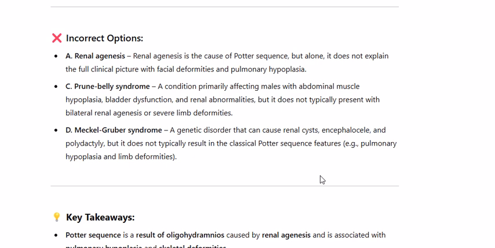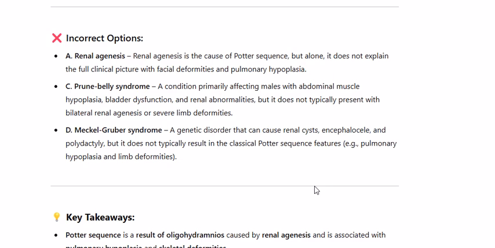C. Prune-Belly syndrome, a condition primarily affecting males with abdominal muscle hypoplasia, bladder dysfunction, and renal abnormalities, but it does not typically present with bilateral renal agenesis or severe limb deformities. D. Meckel-Gruber syndrome, a genetic disorder that can cause renal cysts, encephalocele, and polydactyly, but it does not typically result in the classical Potter sequence features, e.g. pulmonary hypoplasia and limb deformities.